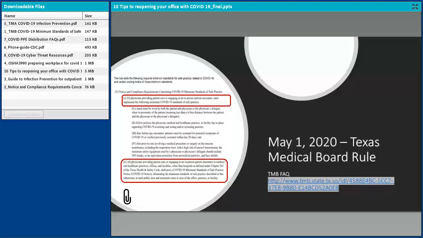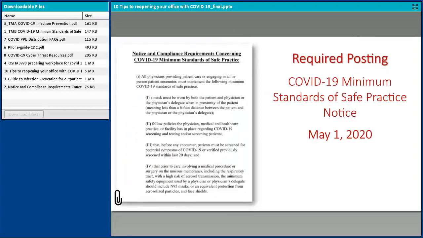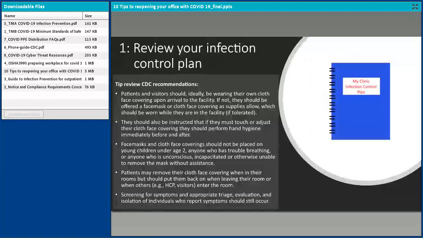And we've linked for you the TMB FAQ website there, and we've also put a downloadable file of this on the left-hand side of your screen that you can download. So here's a posting that is required as well for you to put into your office. It just highlights those rules that we just covered briefly, showing what is expected as far as minimum standards of safe practice.